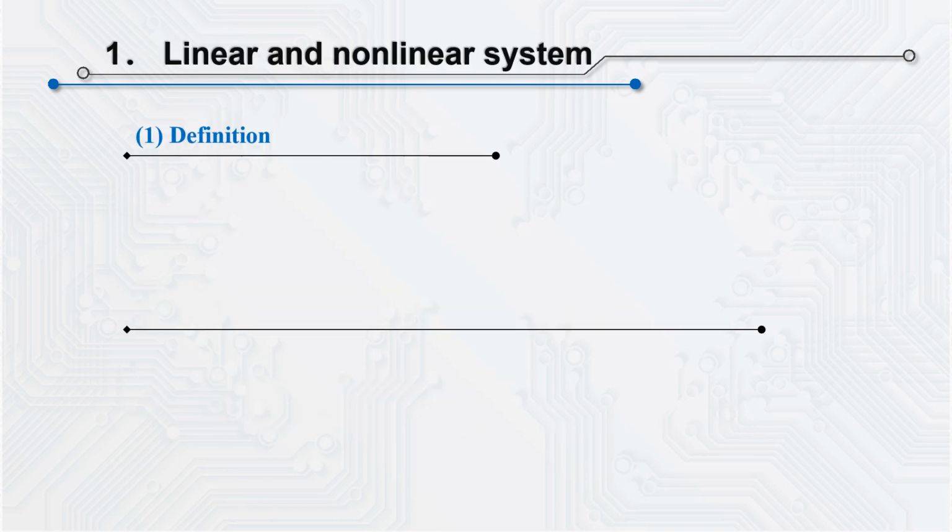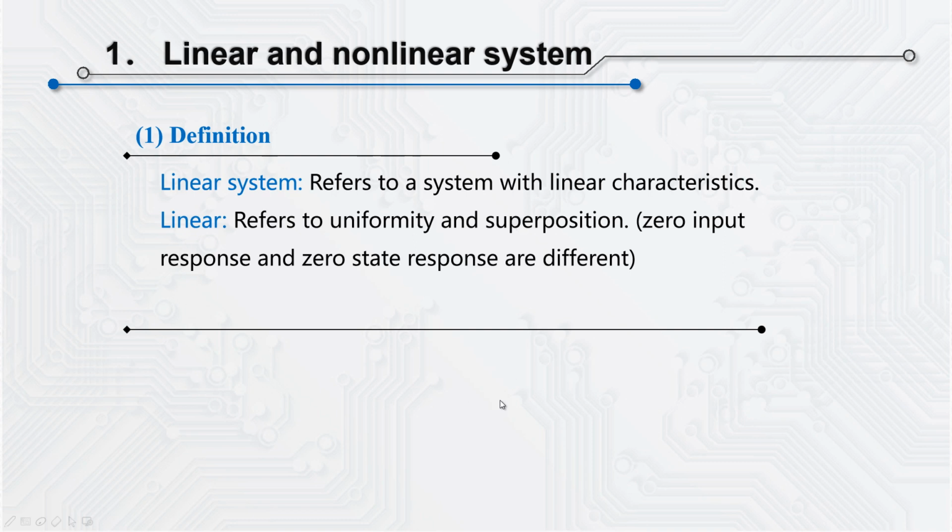First, let's take a look at the definition of linear system and nonlinear system. Linear system refers to a system with linear characteristics. Here, linear refers to uniformity and superposition, and uniformity is also called proportionality. Of course, zero input response and zero state response of a linear system are separable. In mathematics, uniformity refers to homogeneity.